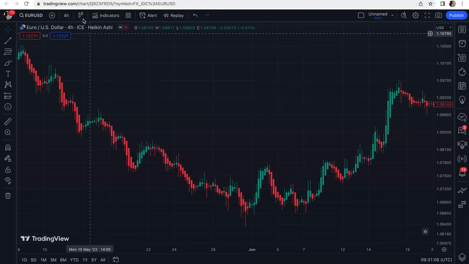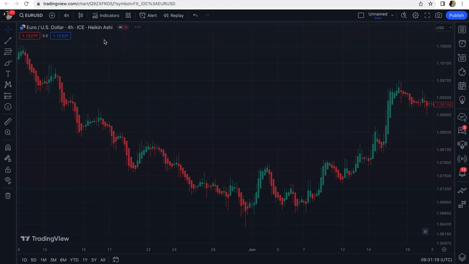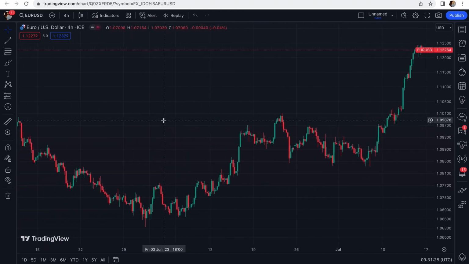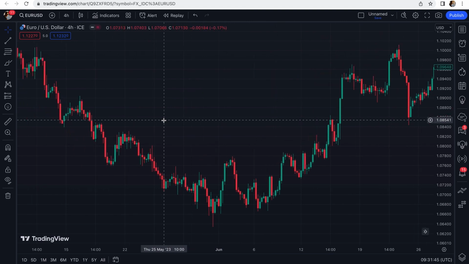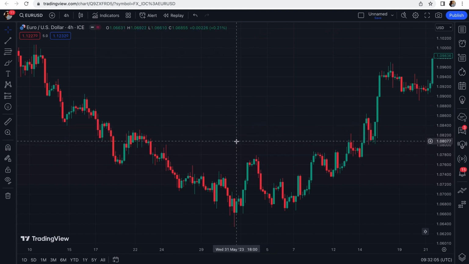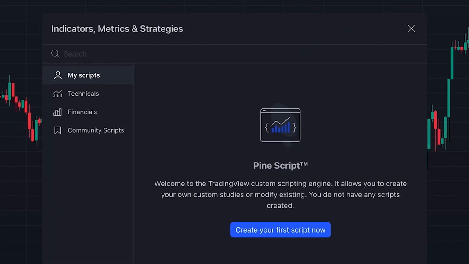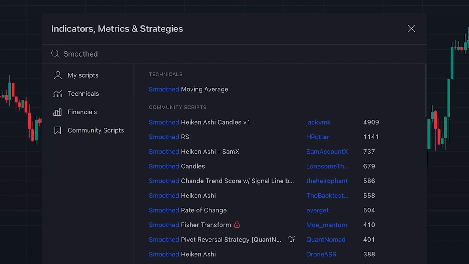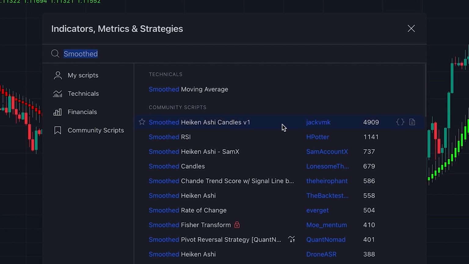Now in this video, I want to introduce an amazing indicator that overlays Heikin Ashi candles on our candlestick chart. So we will have both of them together, and it helps us to effectively identify trends without being interrupted by these noises. To add this wonderful indicator to our chart, we click on indicators and search for smoothed Heikin Ashi candles. This one, Smoothed Heikin Ashi Candles version 1, which is written by someone named Jack VMK.